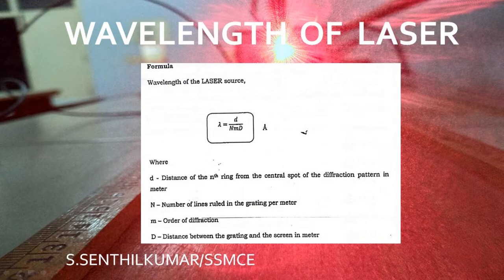Formula: wavelength of the laser source, lambda equals small d divided by capital N M capital D. Unit: meter. Where small d is the distance of the nth ring from the central spot of the diffraction pattern in meter, capital N is the number of lines ruled in the grating per meter, M is the order of diffraction, and capital D is the distance between the grating and the screen in meter.